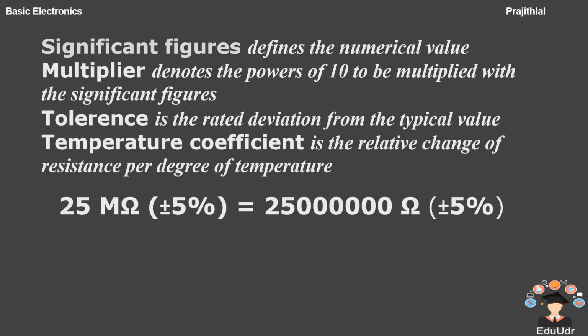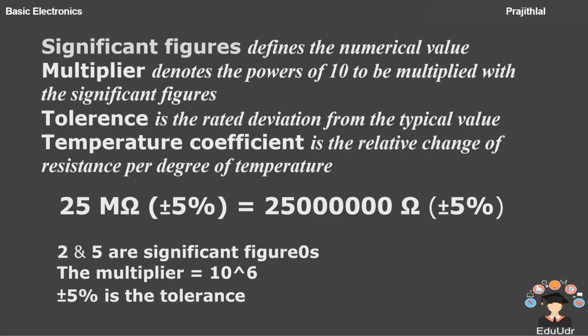Here we have an example, 25 mega ohm plus or minus 5%. Here the 2 and 5 are the significant figures, followed by 10 raised to 6, that is 6 zeros. So 10 raised to 6 is the multiplier and this plus or minus 5% is the tolerance. That means the value of this resistor is between 25 mega ohm minus 5% to 25 mega ohm plus 5%.